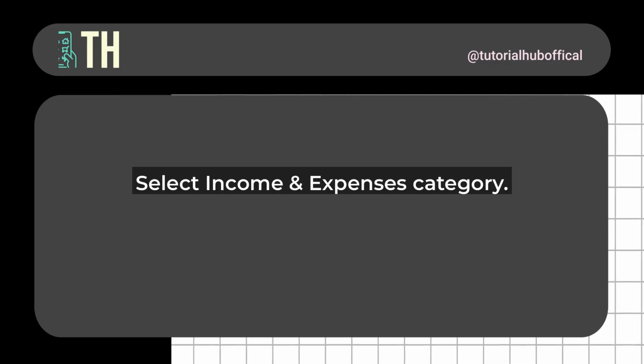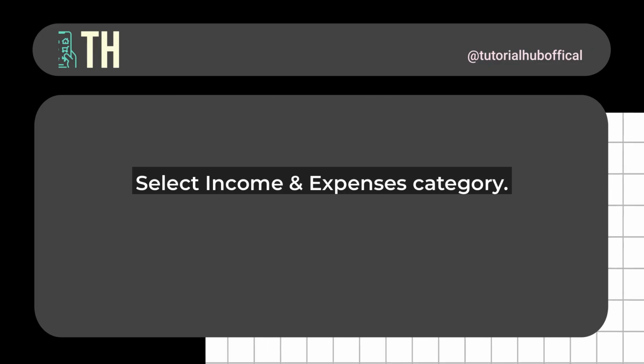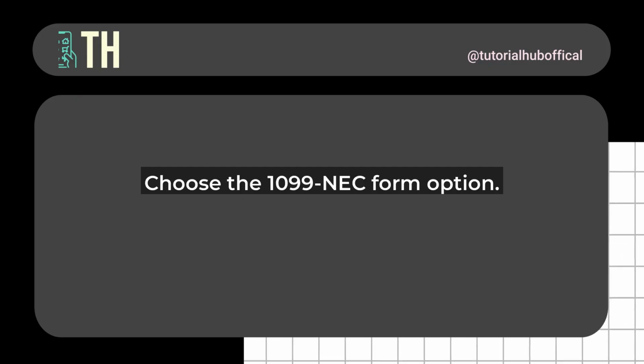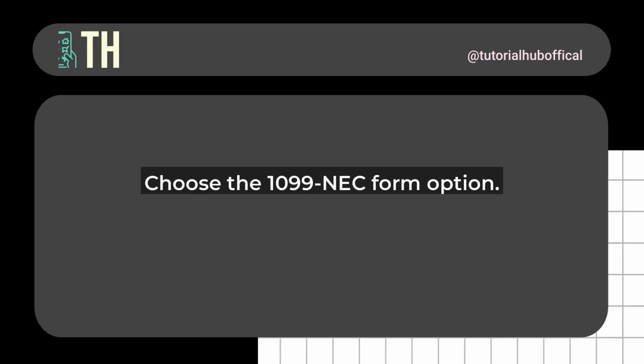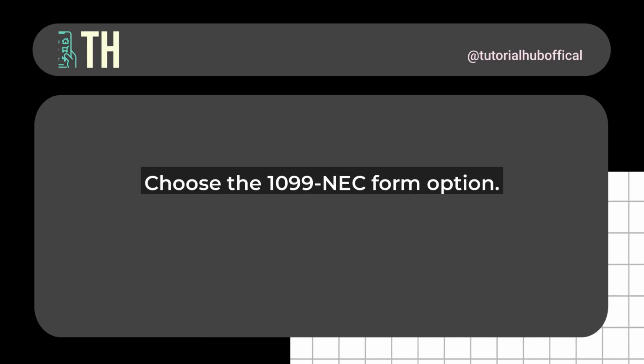Once you're in, navigate to the Federal section, which is usually the first step in the process. Look for the Income and Expenses category. It's where all your earnings get entered. TurboTax is super user-friendly, so it might prompt you with questions about your income sources.